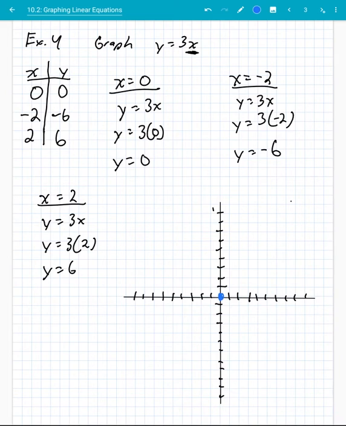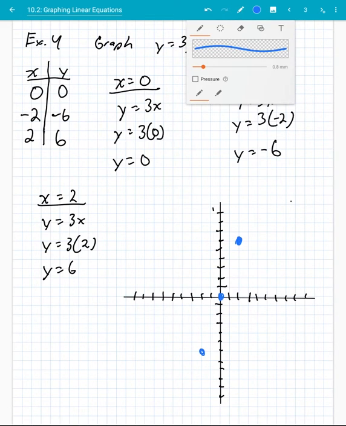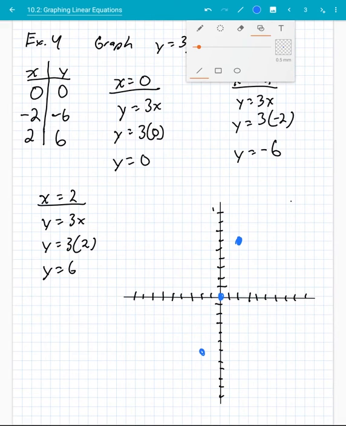-2, -6, 1, 2, 3, 4, 5, 6. And then 2, 6, 1, 2, 3, 4, 5, 6. All these right here connect and make a straight line.